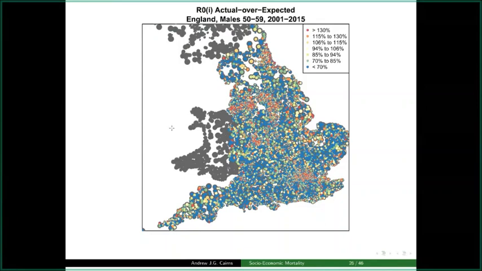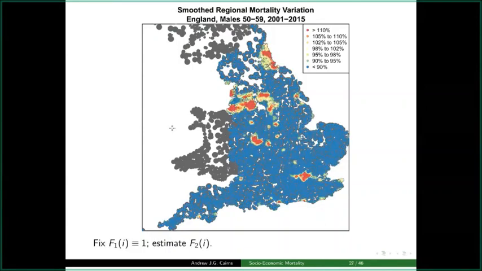We can do a bit of spatial smoothing, so I'm still not modelling any socioeconomic effects here. I'm just smoothing out a bit of the geography that we've seen in the previous slide. And what you can now start to see emerging is that the hot spots are really in the big cities, and then outside of the big cities mortality tends to be a bit lower than the national mortality.